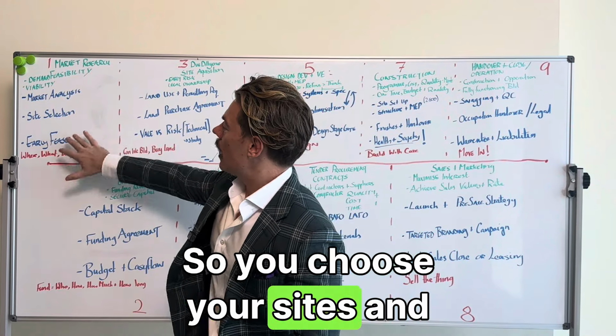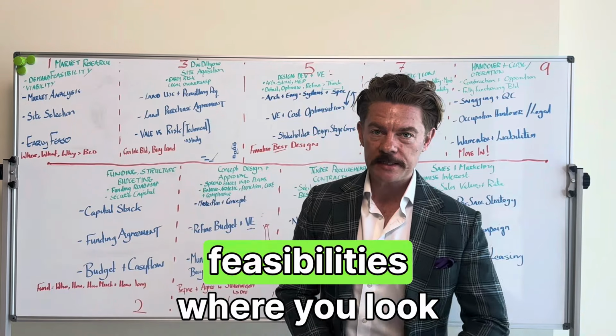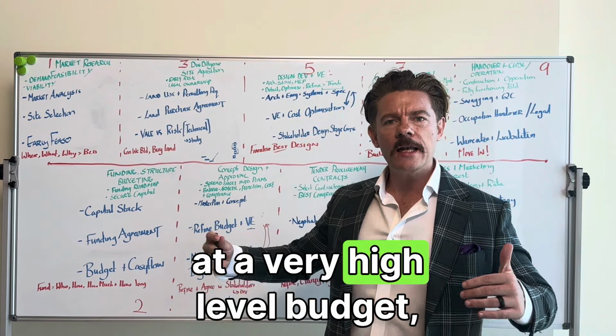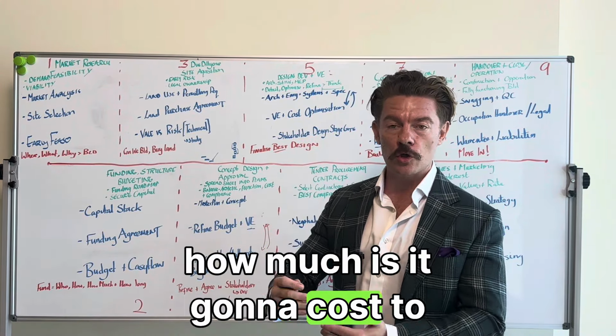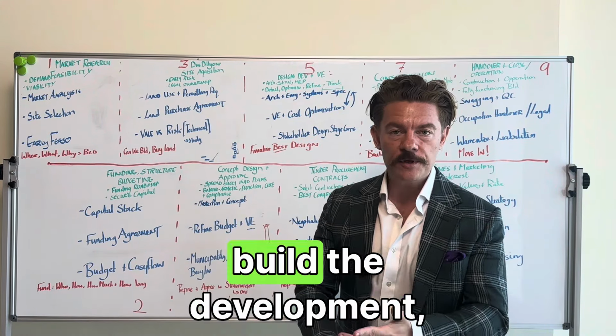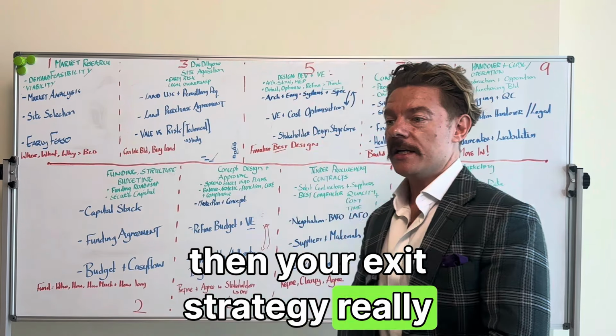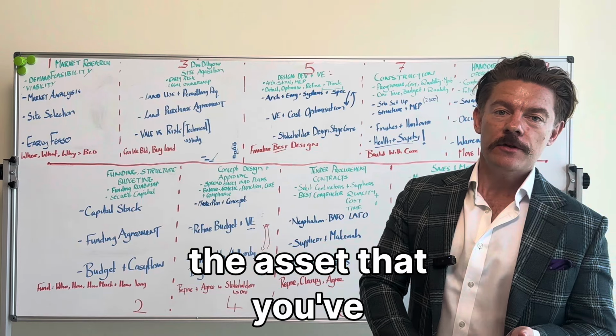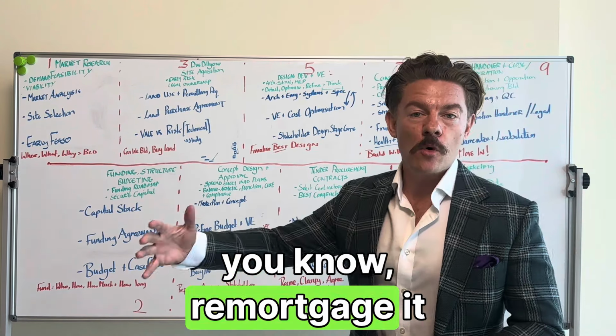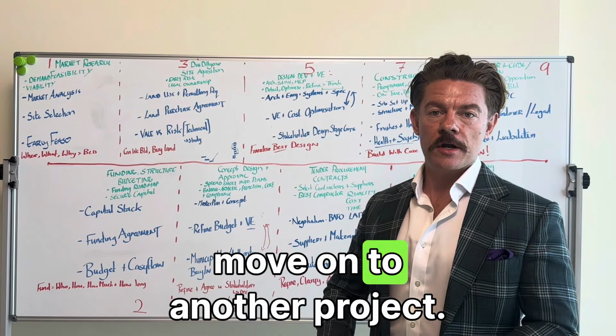So you choose your sites and then you start to run early feasibilities where you look at a very high level budget. How much is it going to cost to purchase the land, build the development, and then exit at the end? And then your exit strategy really is whether you are selling the asset that you've completed or you're going to remortgage it and get the cash out and move on to another project.